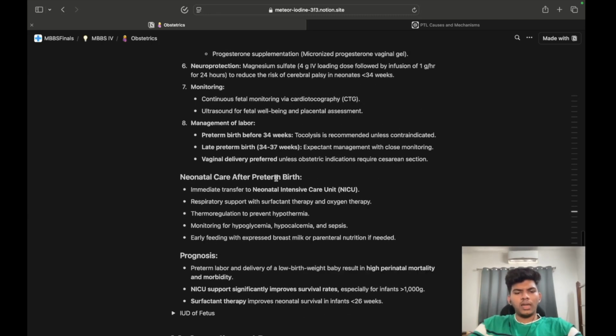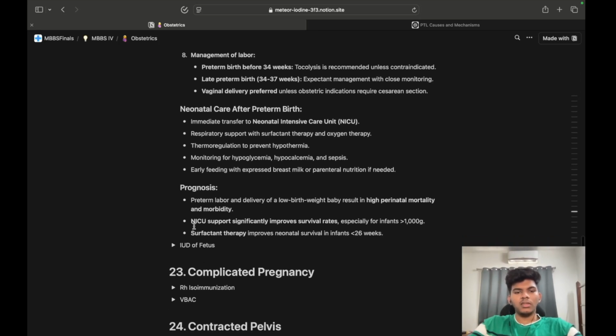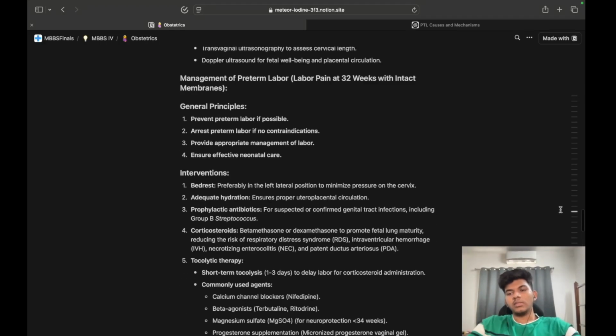And finally, coming to prognosis, how can we forget this? Preterm labor and delivery of a low birth weight baby result in high perinatal mortality and morbidity. That's why we have a separate question here altogether. NICU support significantly improves the survival rate, especially in babies greater than 1 kilogram. Surfactant therapy improves neonatal survival at less than 26 weeks.